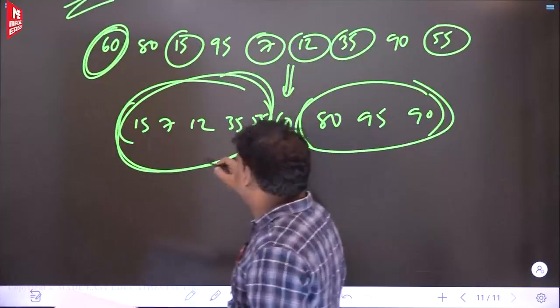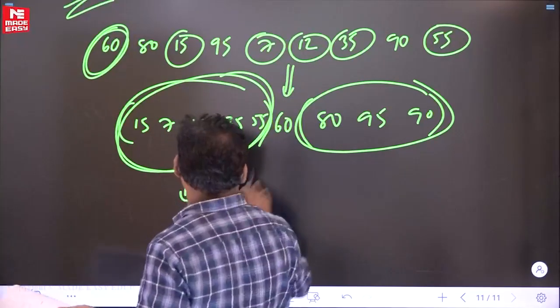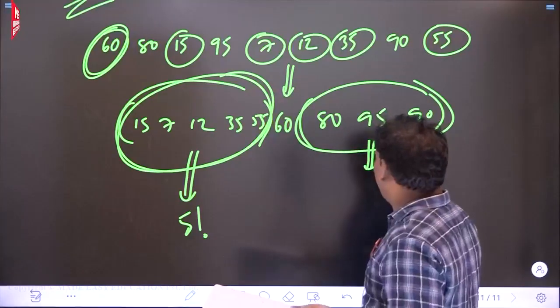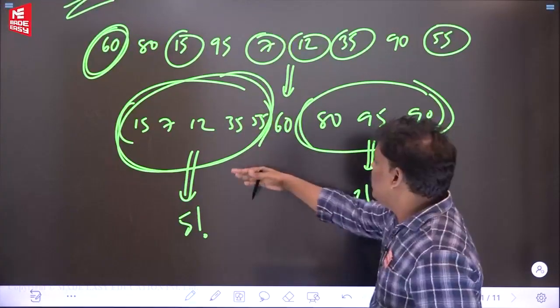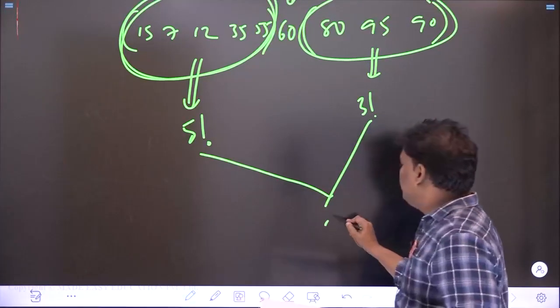How many ways can you arrange this? What is the answer? I think these 5 people, 5 factorial ways I can arrange. 60 will be fixed. For these 3 people, how many? 3 factorial ways you can arrange. M ways, N ways, both can be done, so M into N ways. What is the answer? 5 factorial into 3 factorial.